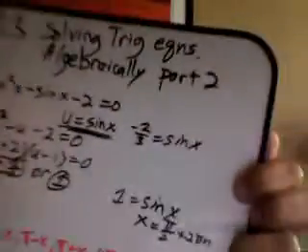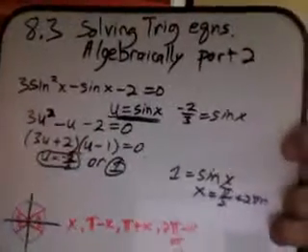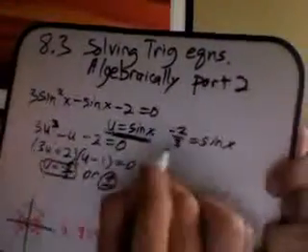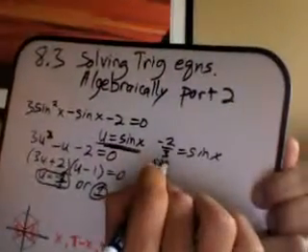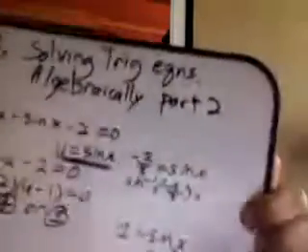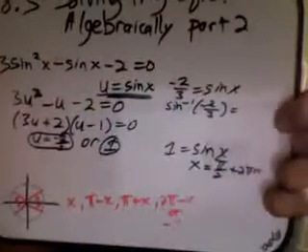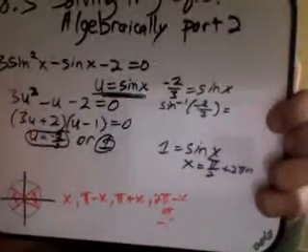Negative 2/3. That's definitely a job for the calculator. We take the inverse sine of negative 2/3. And we find, try that, make sure your calculator is working the way you think it is. We find negative 0.7297.